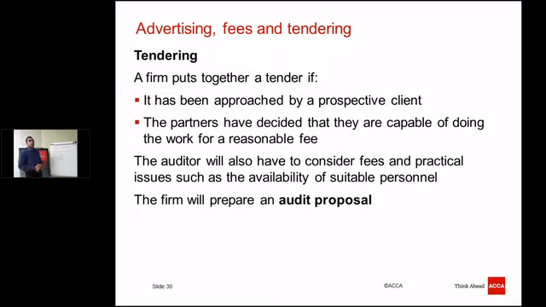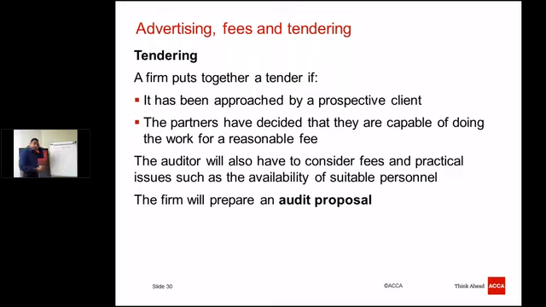Tendering. So based on the work that is performed, the computation that you do, you send out a tender. A firm puts together a tender if it has been approached by a prospective client or the partners have decided that they are capable of doing the work for a reasonable fee. Of course, prior to sending it out, you do your client acceptance or client continuance procedures. And this is obviously different. So one has to realize the difference between client acceptance and engagement acceptance.